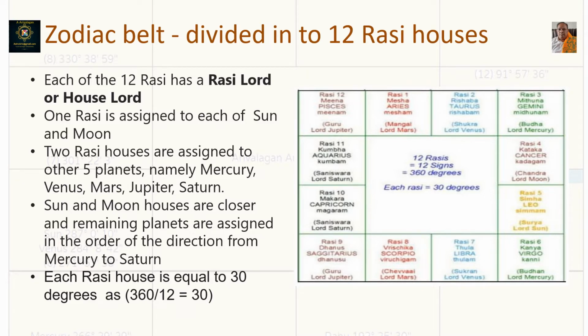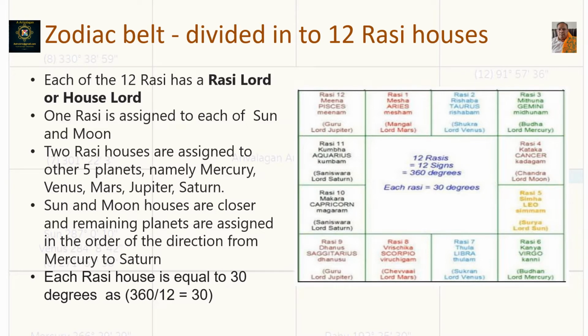So 0 to 30 degrees, then Rishabha Rasi is 30 to 60 degrees, then Mithuna Rasi is 60 to 90 degrees, then Karagha Rasi is 90 to 120 degrees, and Simha Rasi is 120 to 150 degrees, then Kanya Rasi is 150 to 180 degrees, and so on until Meena Rasi. Meena Rasi ends at 360, and next Mesha Rasi starts at 0. That is the idea behind using this degree, and each Rasi is equally allocated 30 degrees. This is the permanent feature of the horoscope.